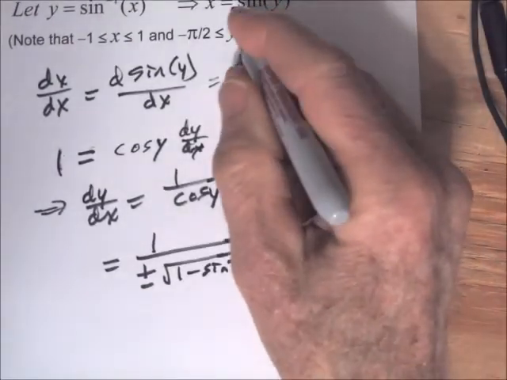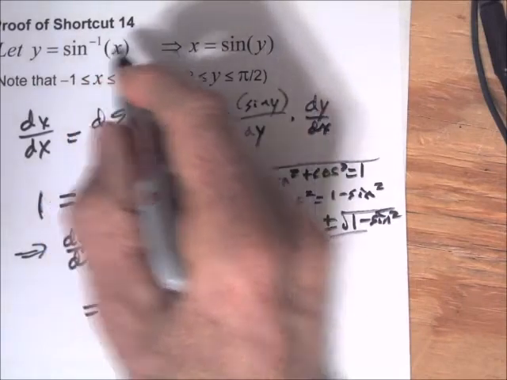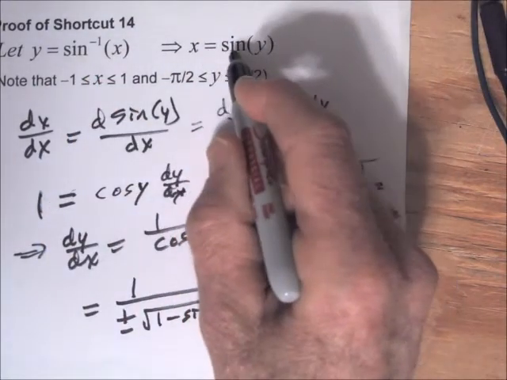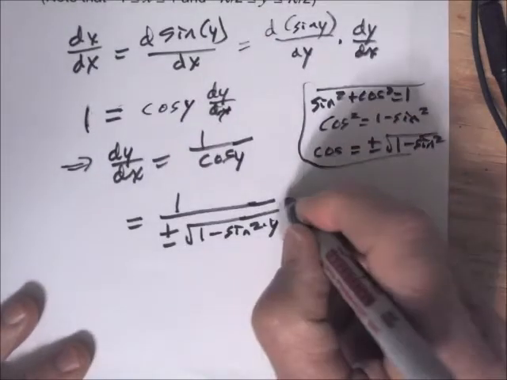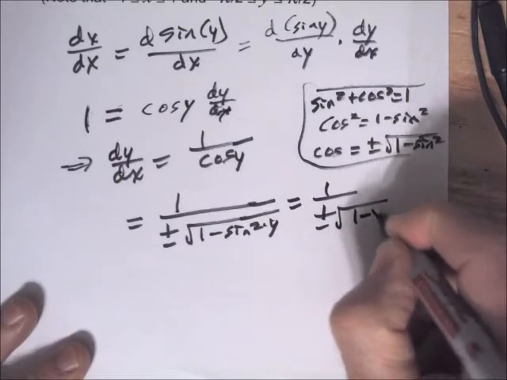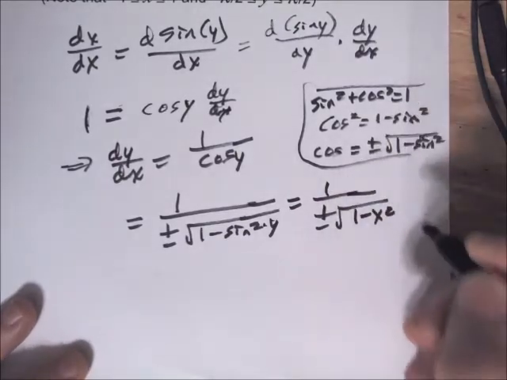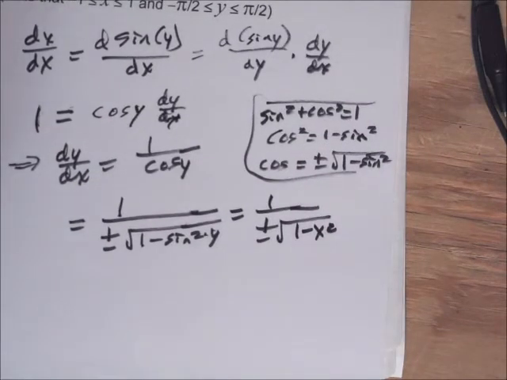Okay, but the sine squared of y is just equal to x squared. This is the meaning of inverse: if y equals sine inverse of x, that means x equals sine of y. And so this is just x. So this is 1 over plus or minus square root of 1 minus x squared. But we still have this issue of plus or minus. Is the slope positive or negative? So we have to figure that out.